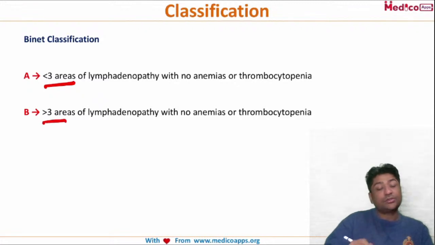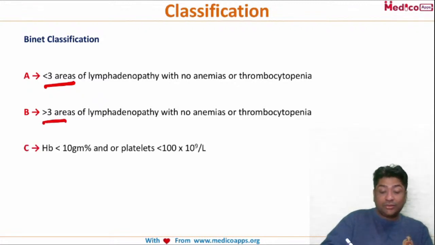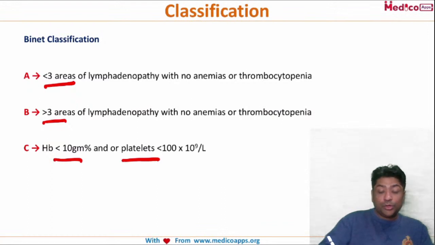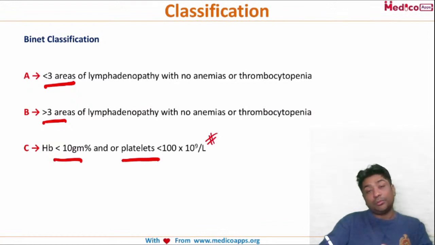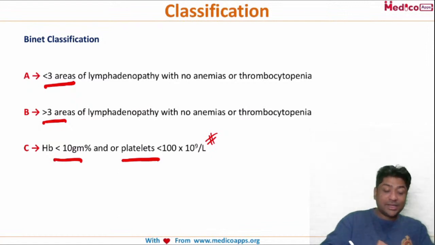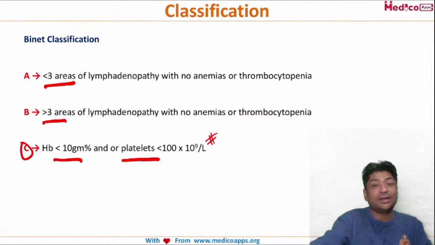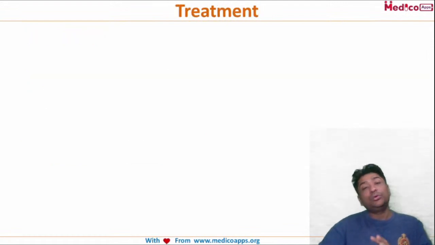More than three areas of lymphadenopathy, with autoimmune hemolytic anemia or platelets being decreased. So autoimmune hemolytic anemia or thrombocytopenia, either or both, is class C. Again, both these classifications are very easy to understand. Let's quickly look at how we manage the patient.